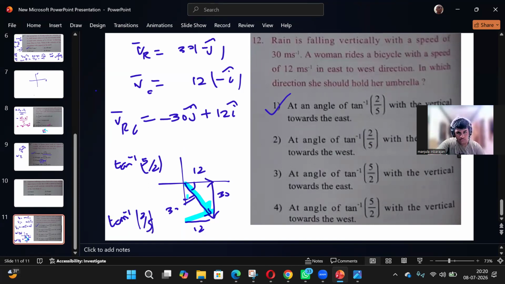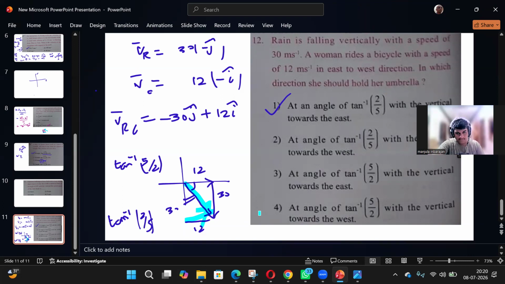Vertical means either positive up or down. That does not matter, it's just the vertical. So from this vertical, I have to go in this direction with this much angle. Got it? Option 1.